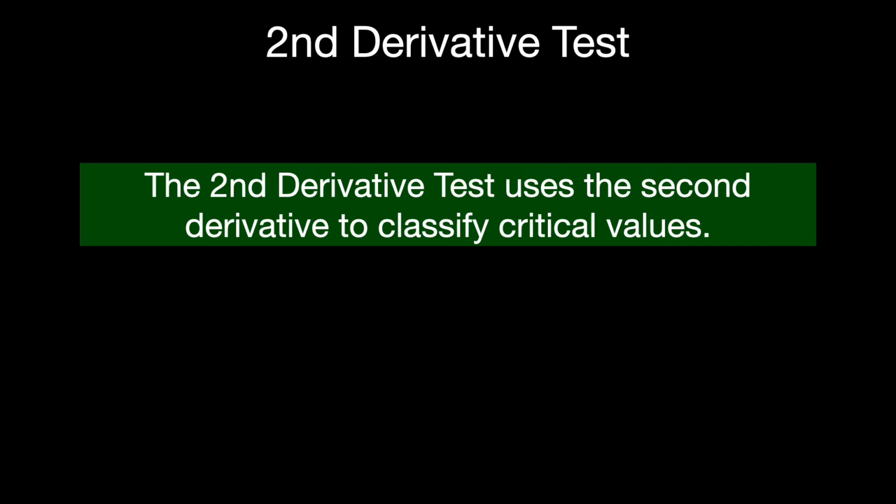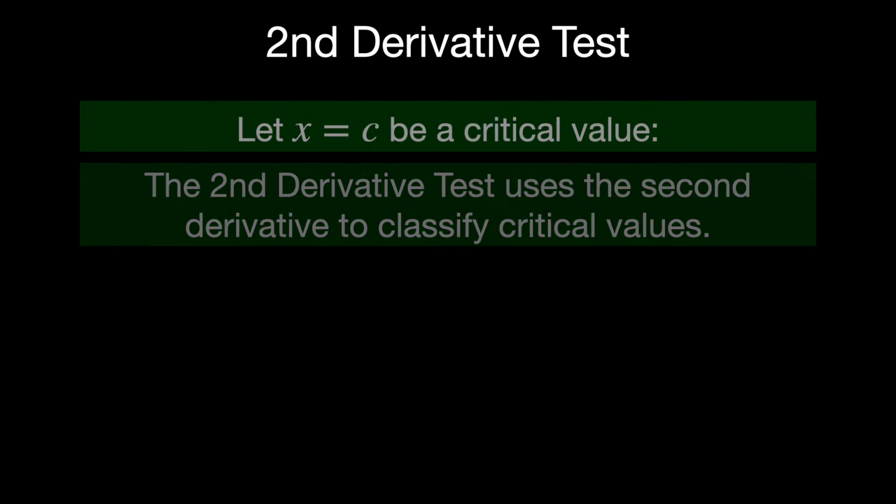Now we can use our second derivative to classify critical values, and that's called the second derivative test. The second derivative test uses the second derivative to classify critical values, and this means that we're trying to determine if at these critical values we have a local maximum or a local minimum.